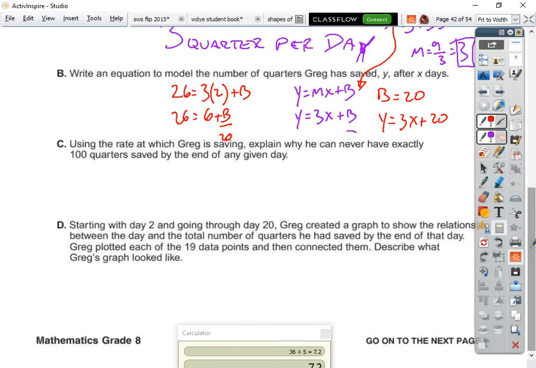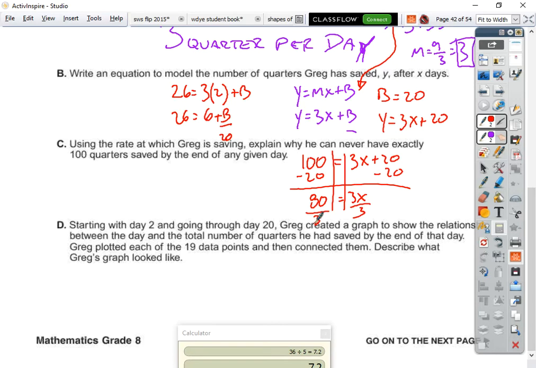Using the rate at which Greg is saving, explain why he can never have exactly 100 quarters at the end of any given day. So let's do this. So we have 100, which is our y value, because that's how many quarters is saved, is equal to 3x plus 20. And let's go ahead and solve it. Minus 20, minus 20. So we get 80 is equal to 3x, divided by 3, divided by 3. And clearly 3 does not go into 80 evenly, I should say.